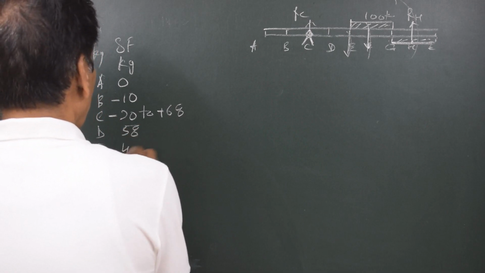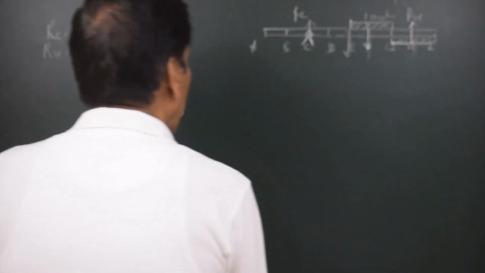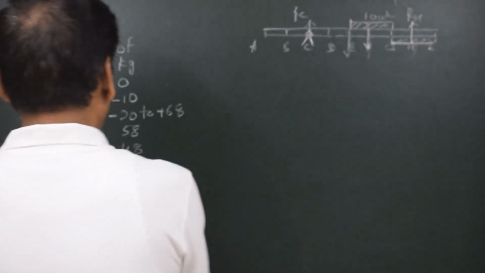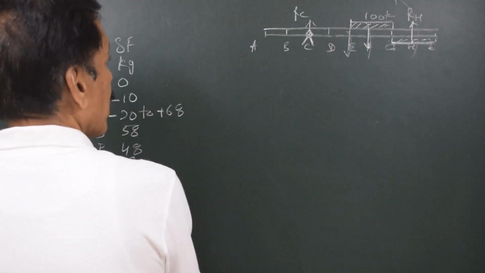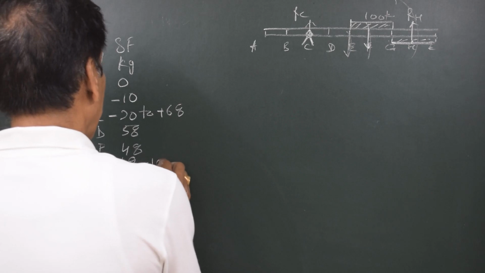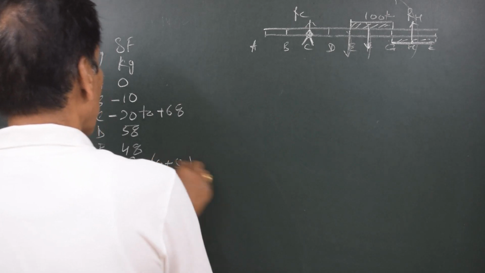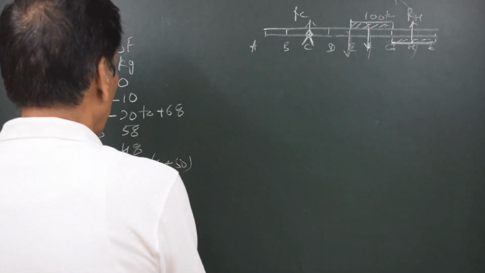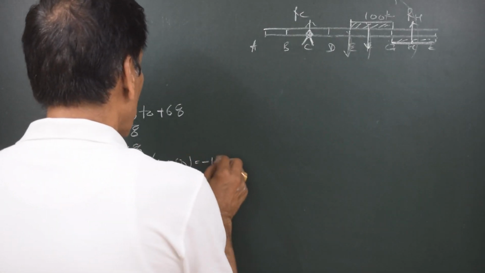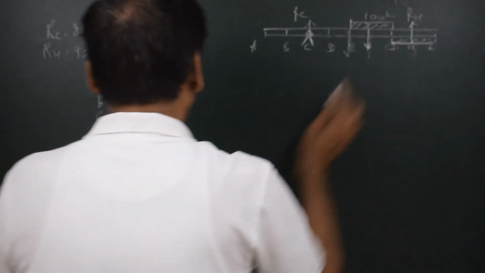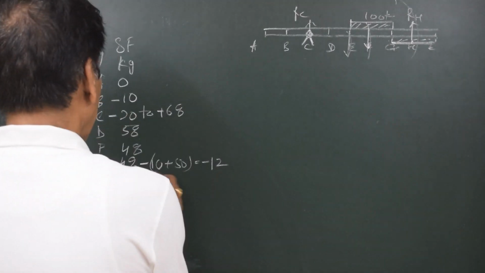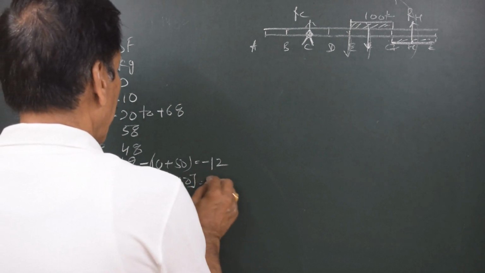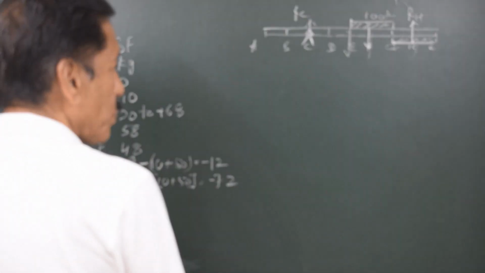At E it will be 48, right? At F, what happens is, compared to 48, there is a reduction of 10 as well as 50, because half of 100 is 50. So we have to reduce 60 from 48. That will give you minus 12, and similarly at G it will be minus 12 minus 10 plus 50. So that will be minus 72.